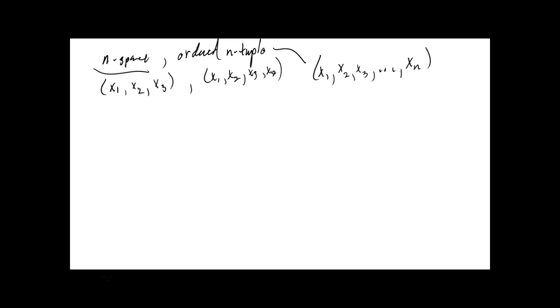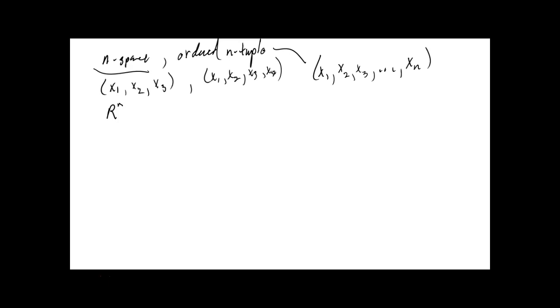Okay? Now, we denote that by R superscript n. That doesn't mean raised to that power, though there's a little bit of that concept in there, okay? It just means what we've been dealing with, 2 space, that'd be R superscript 2. 3 space would be R superscript 3, okay? And then n space would be R superscript n, okay?